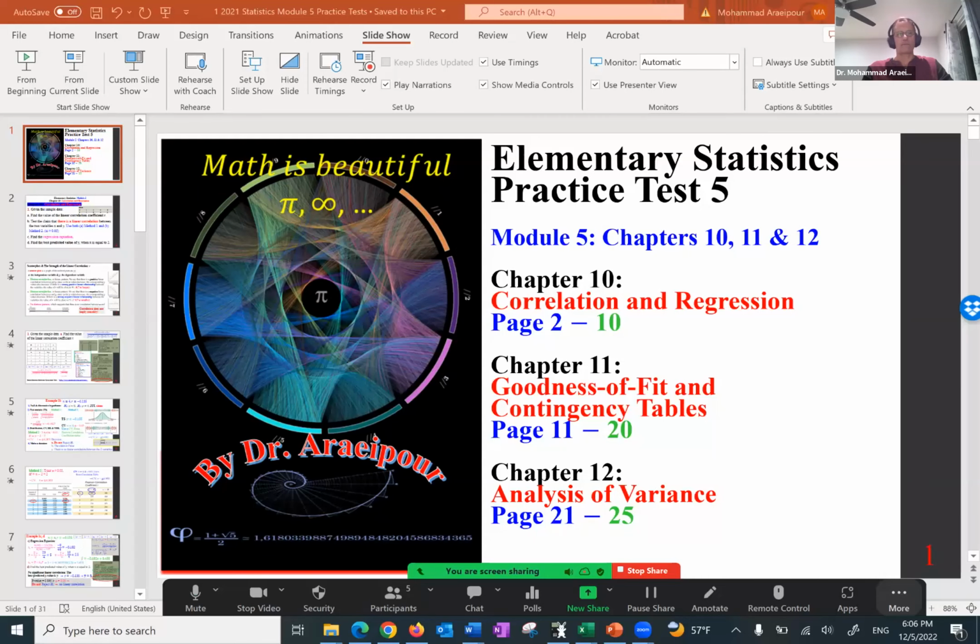Good afternoon, class. We are looking at statistics, module 5, covering chapters 10, 11, and 12. Here's chapter 10, correlation and regression.